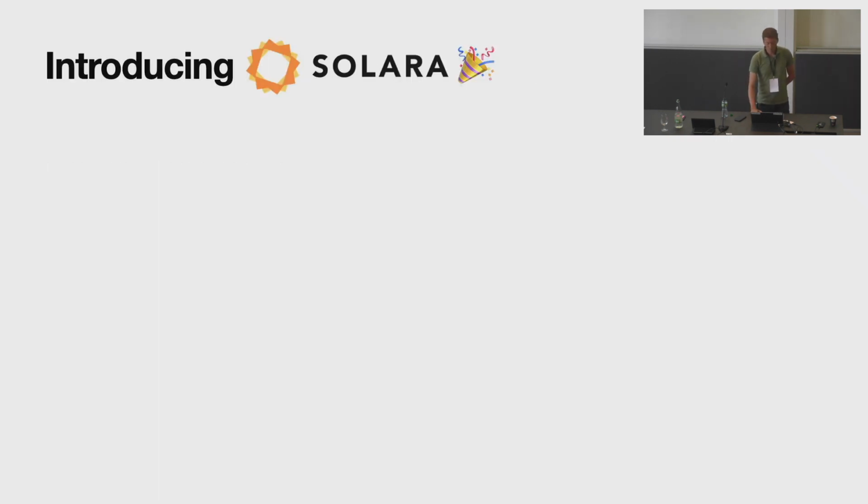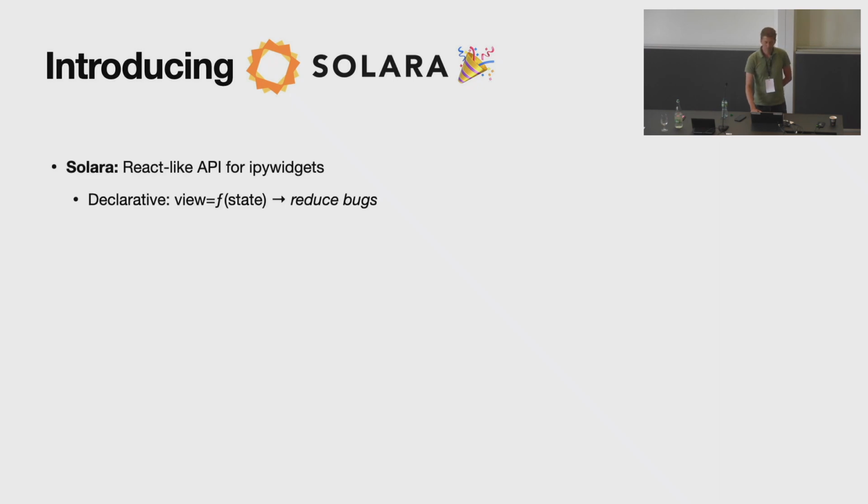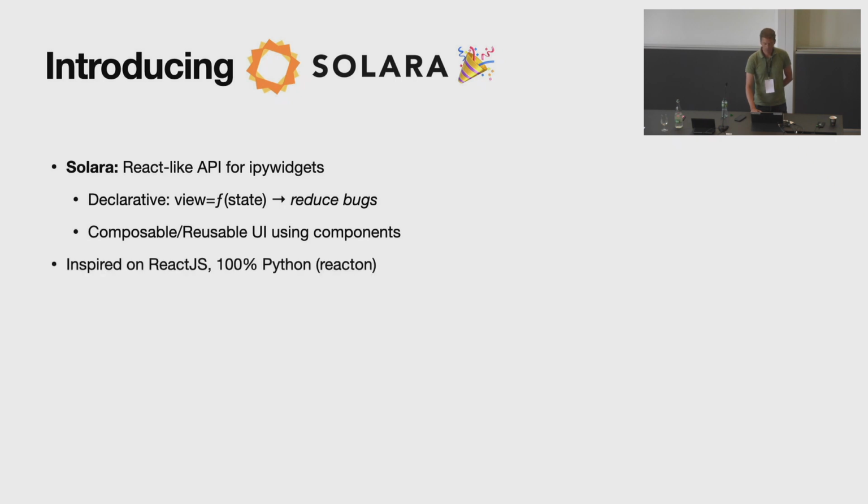So with that, I want to introduce you to the new tool called Solara, which is a React-like API for ipywidgets. It's declarative, which in my opinion reduces bugs quite a bit. You can create reusable UI components. It's inspired by React.js, so JavaScript, but it's 100% Python. So the underlying library called Reacton is pure Python.